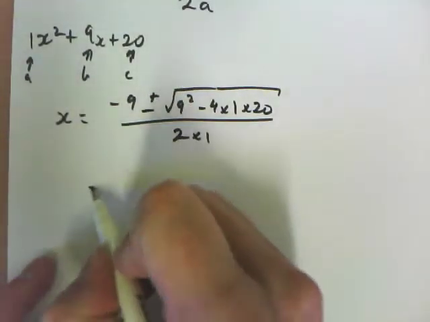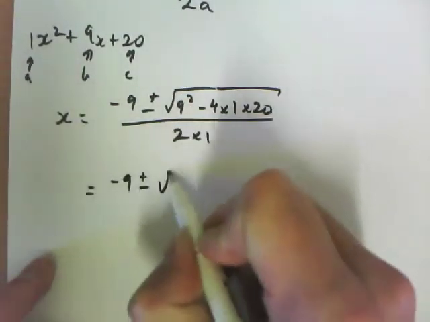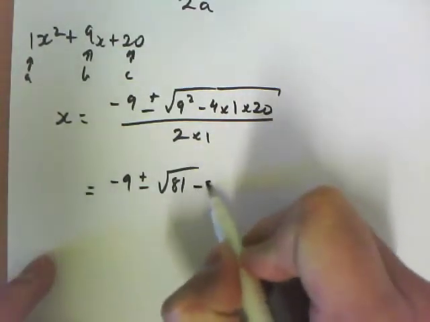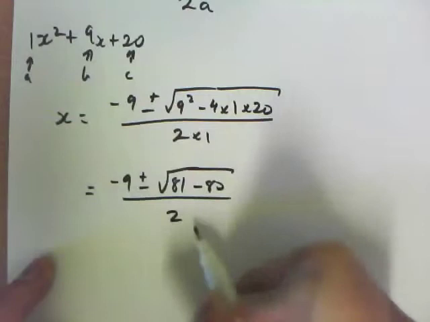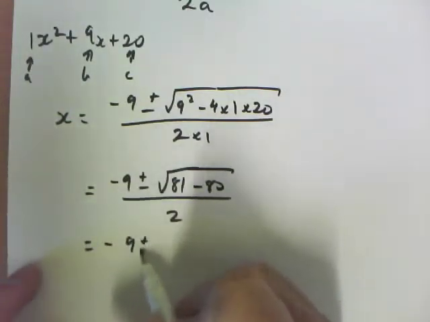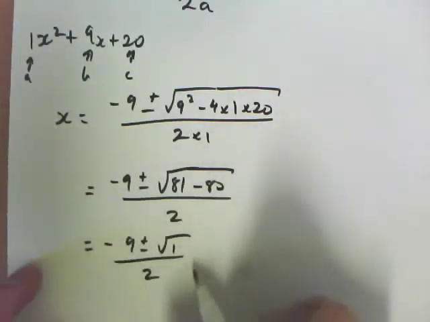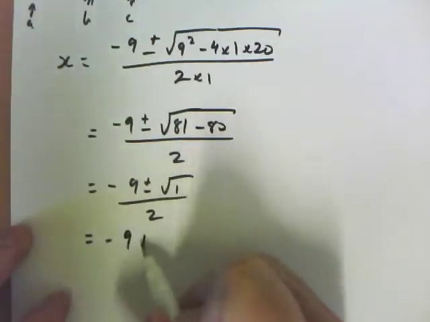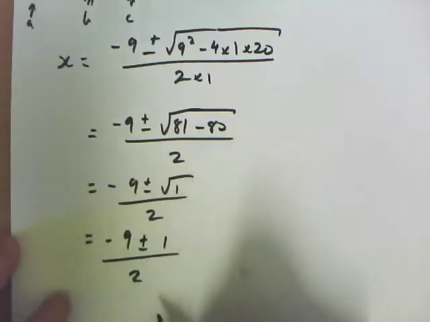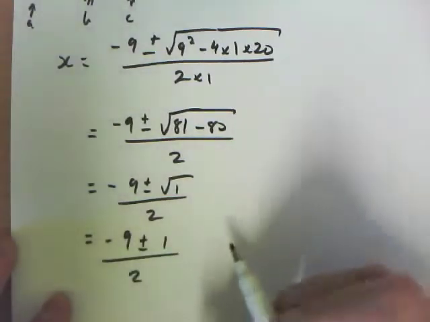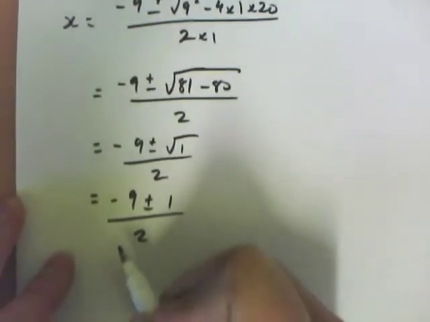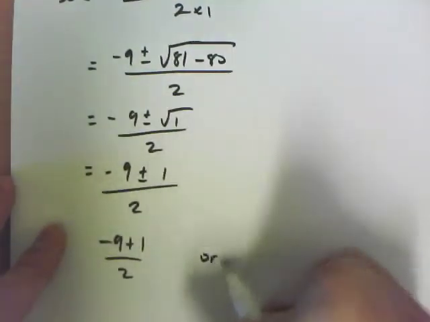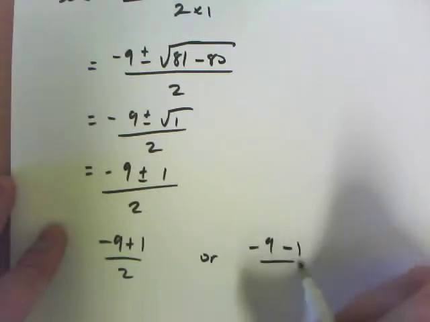Then you just solve. So minus 9 plus minus square root of 81 minus 4 times 20, which is 80, divided by 2, minus 9 plus minus square root of 1 divided by 2. I know the square root of 1 is 1, so I can just keep going: equals minus 9 plus minus 1 divided by 2. And here is where I would split it into minus 9 plus 1 on 2, or minus 9 minus 1 on 2.